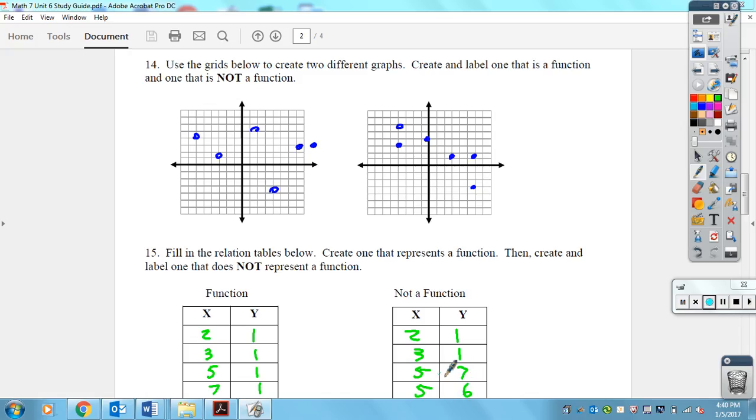Now 5's with 7 and 5's with 6. It cannot be a fraction. If I did 1 and 1, this would be okay because this is really the same point. But if I had like 5 and 4, 5 is with 1 and 5 is with 4, this is not a function.